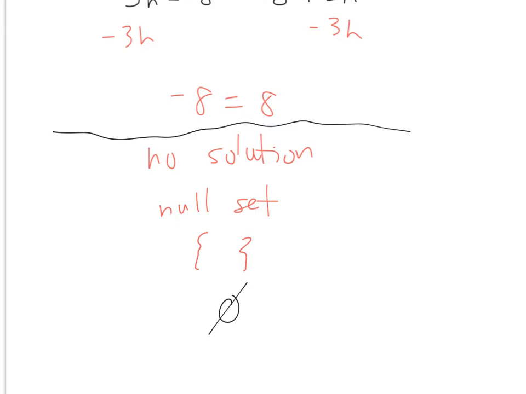In math, we call this a contradiction, right? Negative 8 does not equal 8. It's being contradictory. So there is no solution to this equation. There's no solution because the variable term dropped off. There was no variable in the end. If there's no variable, there is no solution here. Okay, but we're going to see in a minute where a variable could drop off and there still could be a solution. Let's see that one.